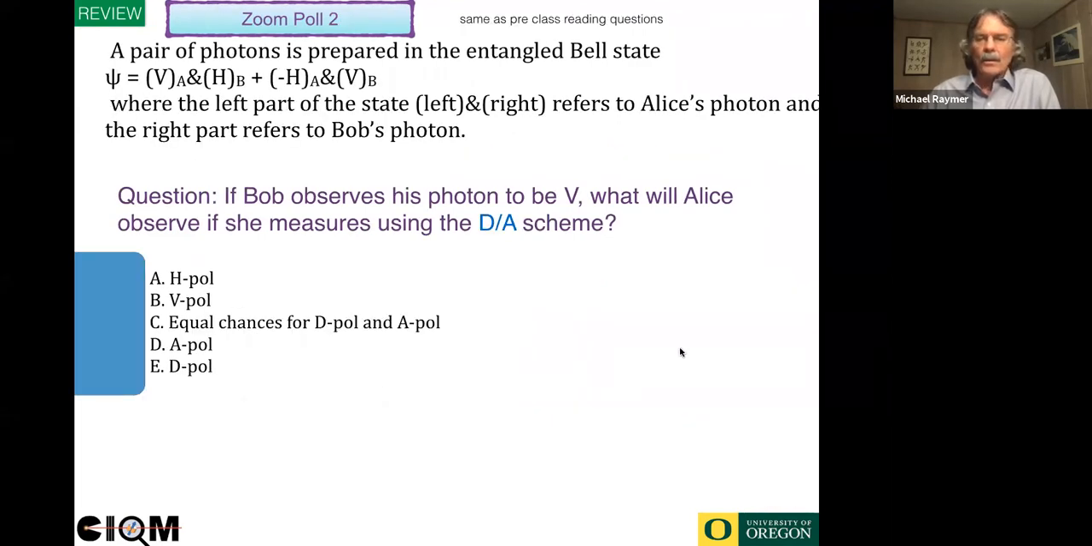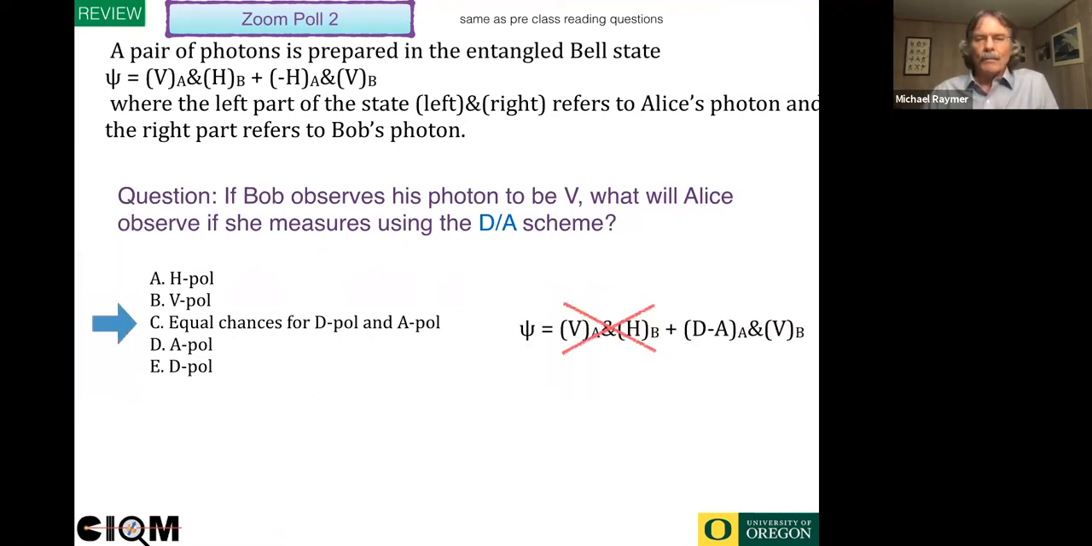Okay, here's the next one, Zoom poll 2. Good. I will end that poll because everybody got this one correct as well. So again, if Bob gets V, he can rule out this one, but now he knows that the state that corresponds to the allowed state is H for Alice, which is a linear superposition. So she'll see equal chances.